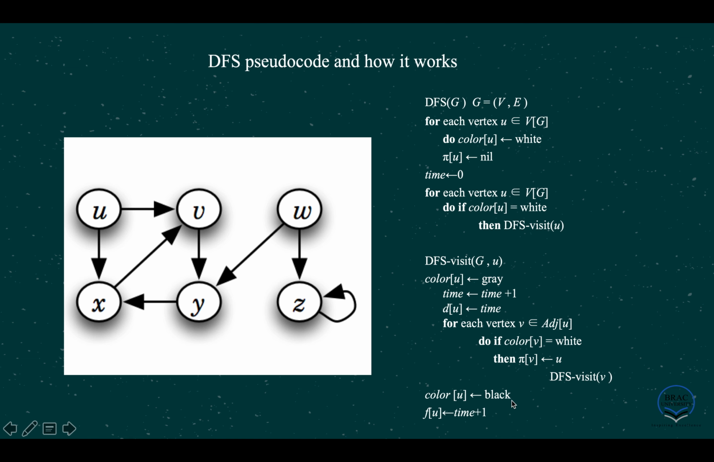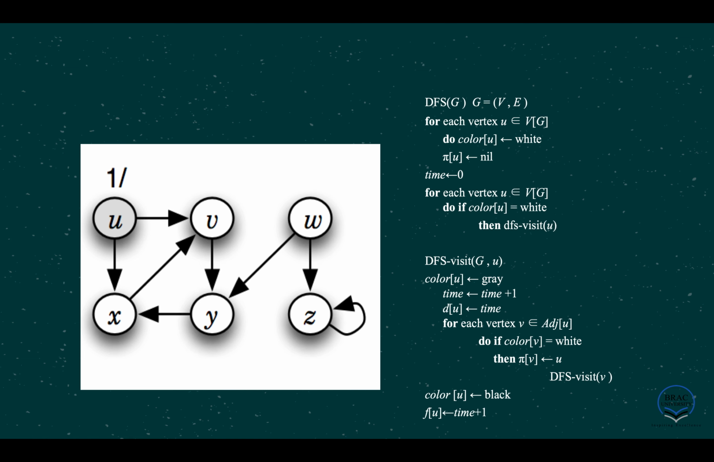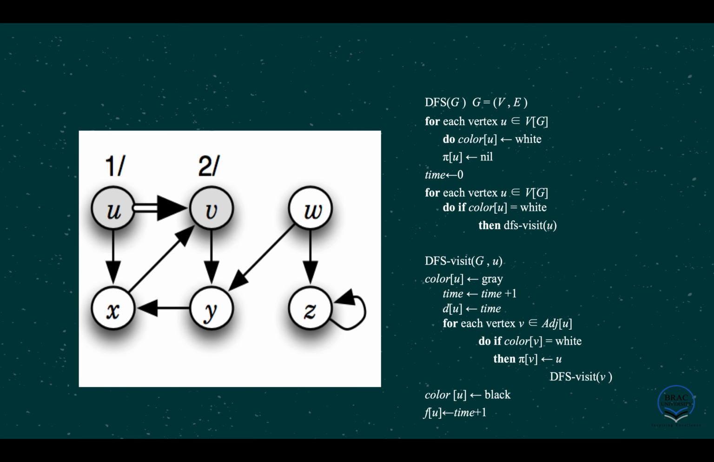All right. Let's see a simulation that would make it clearer. As you can see, we have found our source u. It is labeled 1 because it is the time of discovery, and we have colored it gray. Then we have gone to v, the adjacent vertex of u, and we have labeled it 2. So the discovery time of v is 2.